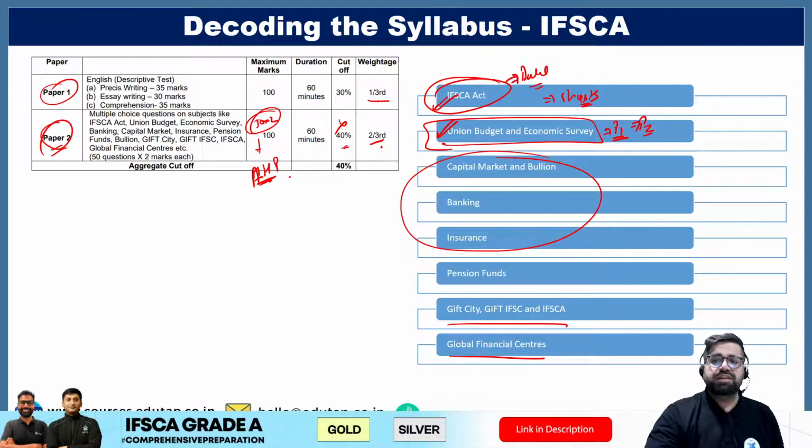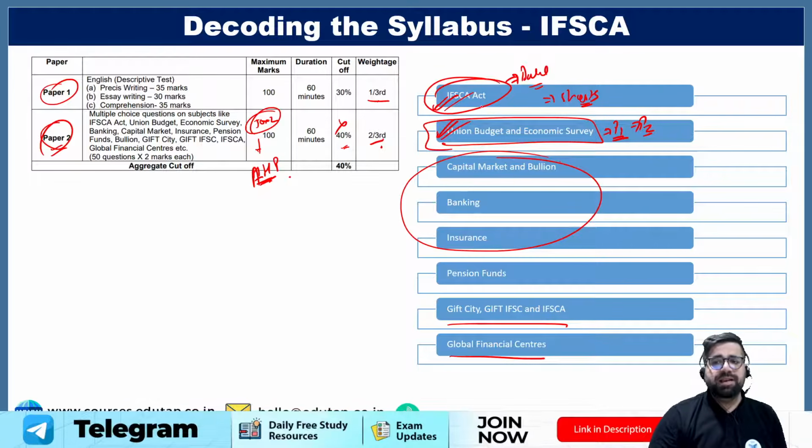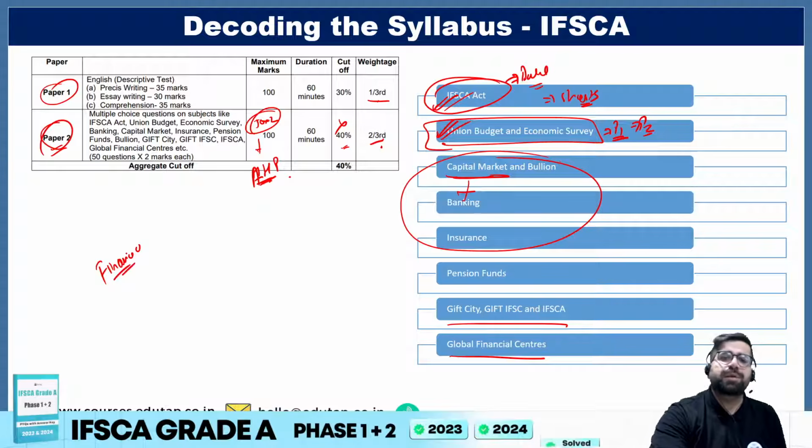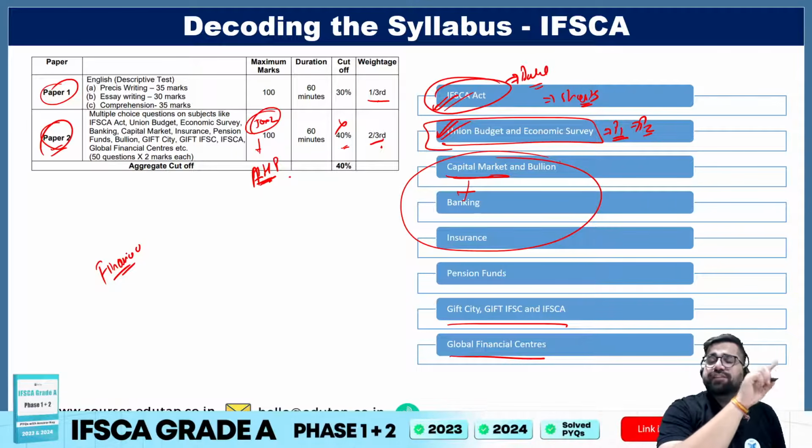Now let's come to the subjects. IFSCA and Union Budget I have explained to you. Capital market and banking, you can combine. Like see, whatever you have understood in finance, you are seeing finance in paper 2, you are seeing finance in phase 1 paper 2, right?